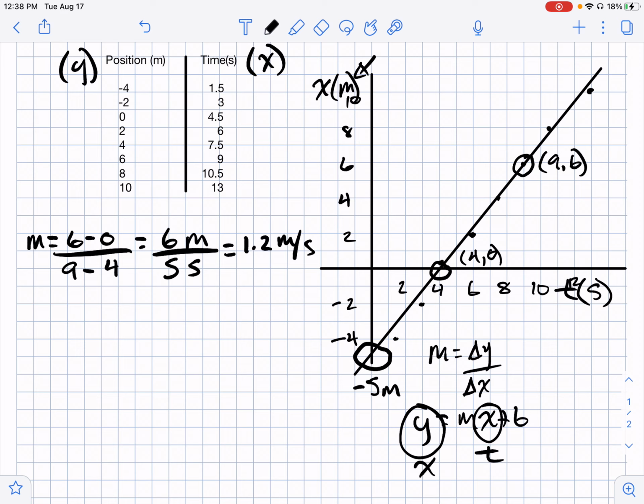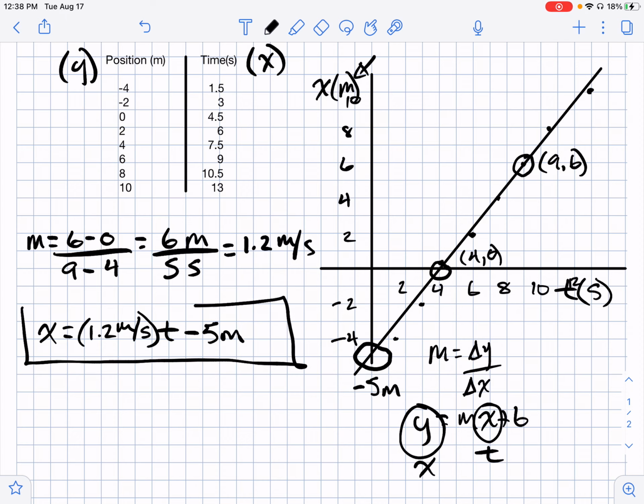So the equation for this line would be x equals m, your slope, so 1.2 meters per second, including those units, then your variable t, plus your y-intercept, but it's negative, so I'm going to put minus 5 meters. Now we have an equation for this line that we can use to solve for some kind of information. So that's an example on graphing and finding the slope, and then an equation of a line in a physics class where we're substituting in those x and y variables and including units.